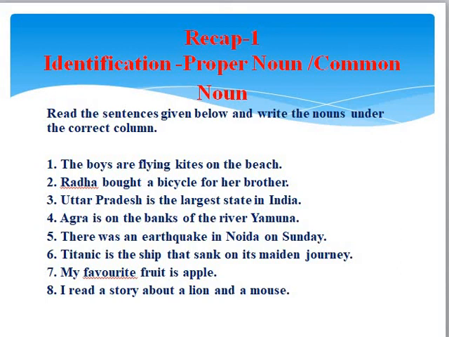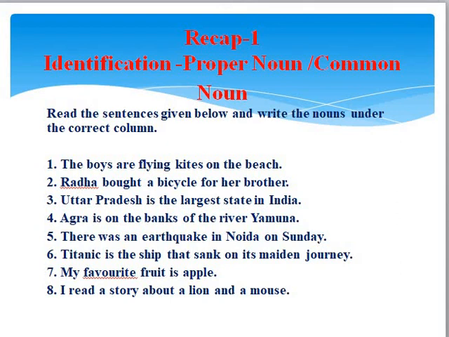Now, the first sentence. The boys are flying kites on the beach. Now, boys, like I told you, it's a common generic name. Kites, again, nothing special. We are not speaking about any specific kite. And the beach, again, there are many beaches. I have not named any specific beach. So, boys, kites and beach, all 3 are common nouns. Radha bought a bicycle for her brother. Now, Radha is a name of one specific girl. So, Radha is a proper noun. Bicycle and brother. Again, brother, I have not named the brother. So that is why bicycle and brother will be common noun.